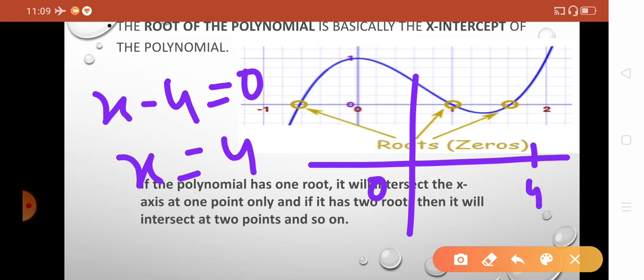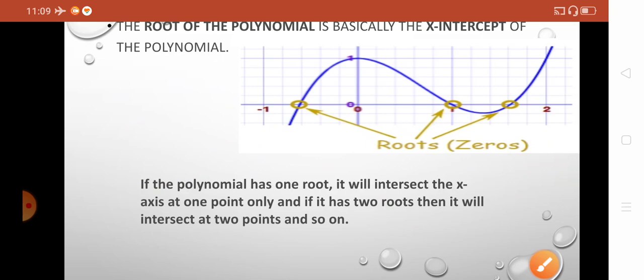So it will only pass through 4. This is our x is equal to 4. It only cuts the x-axis at one point. So that means if you have only one root, the line intersects the x-axis at only one point. Or if it has more than one root, it will cut at more than one point.